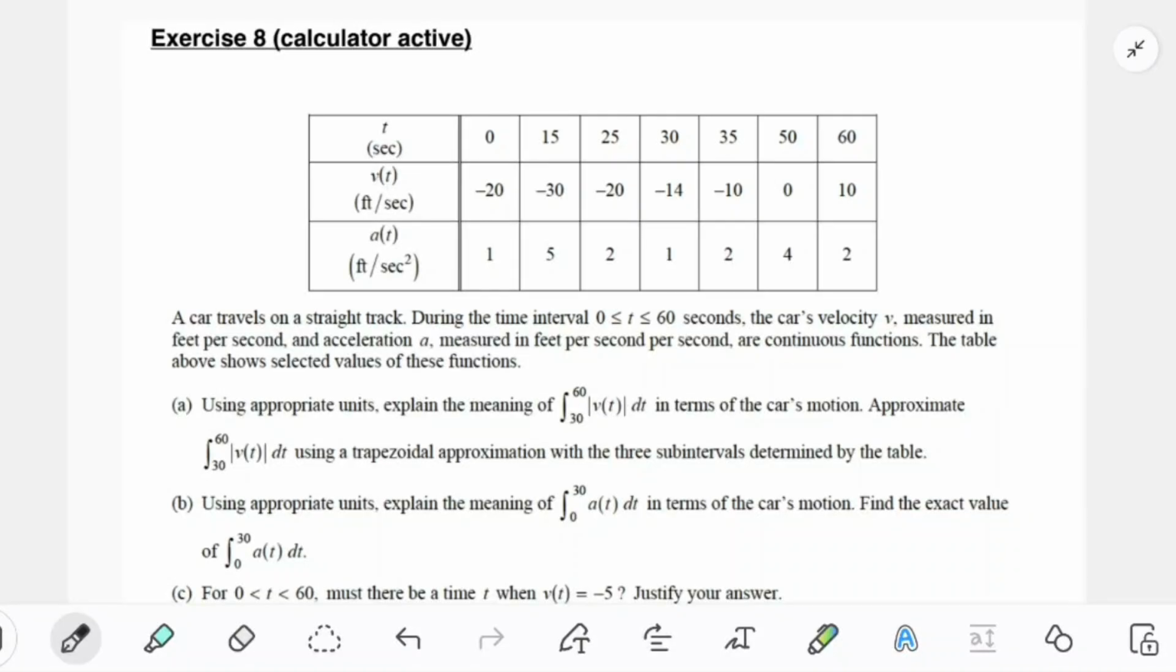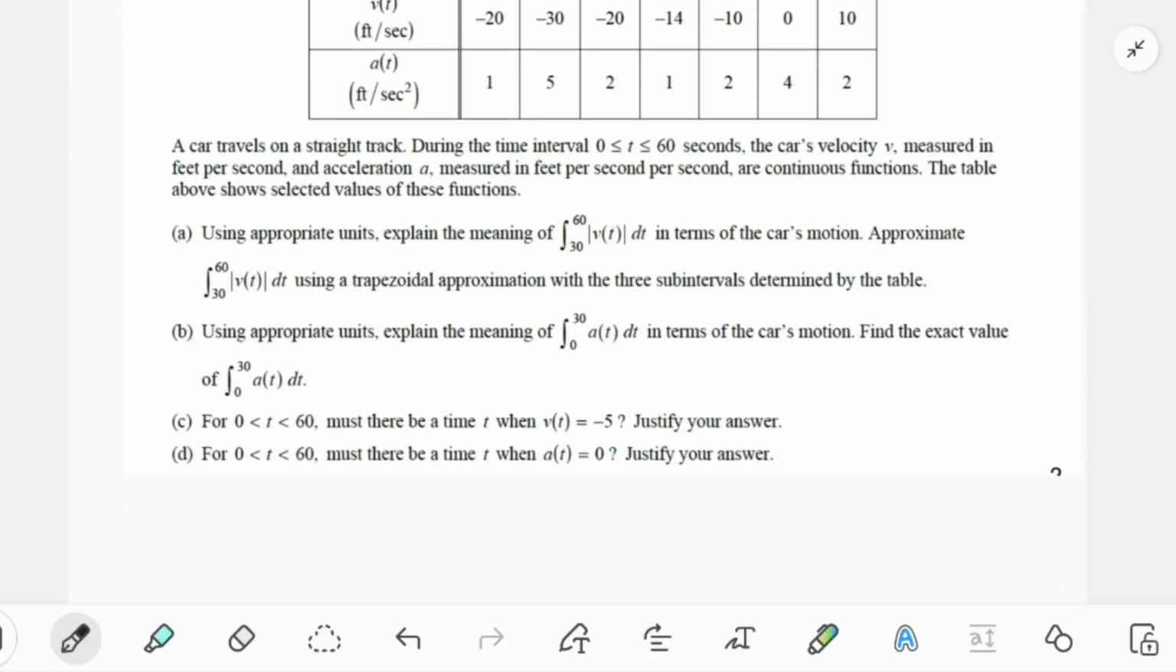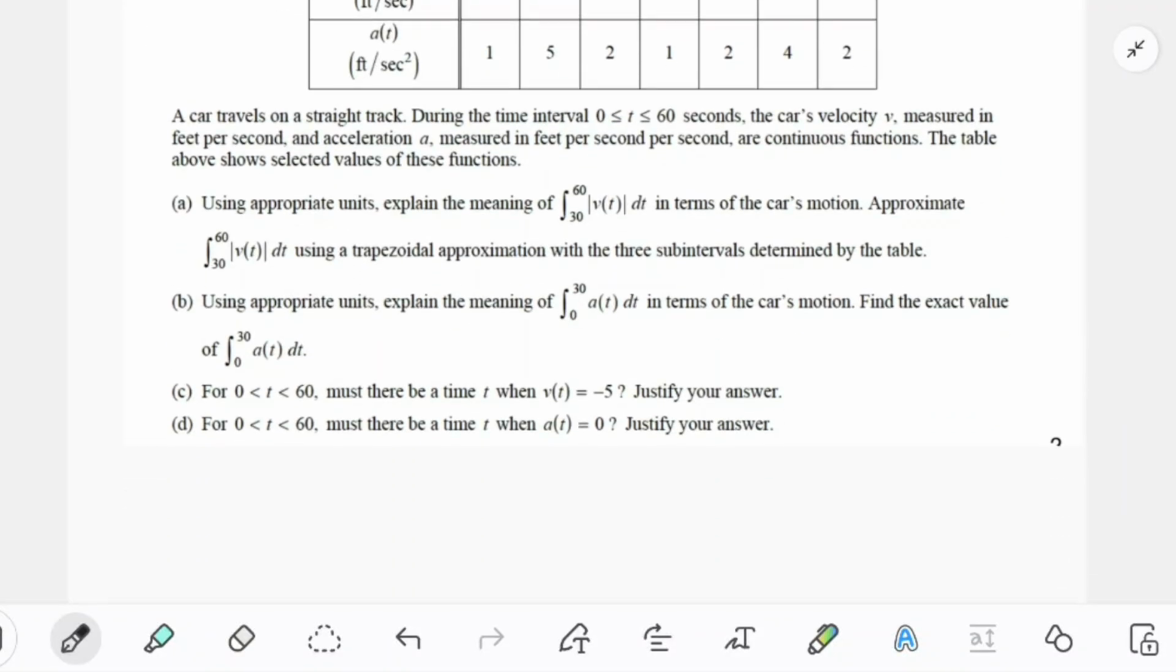This is Worksheet 5.6, Exercise 8. In Part A, we are told to use appropriate units and explain the meaning of this integral in terms of the car's motion.